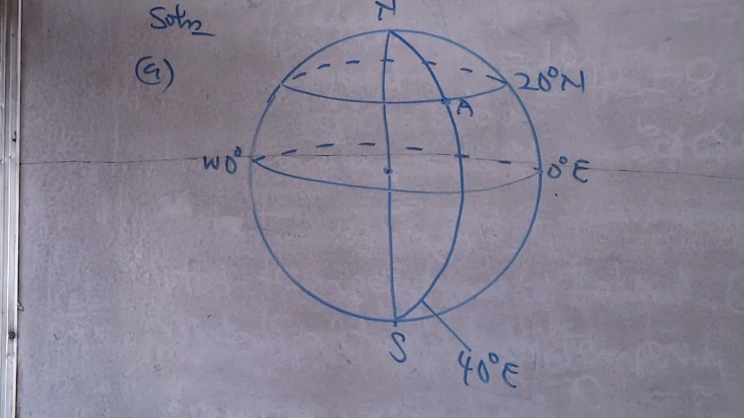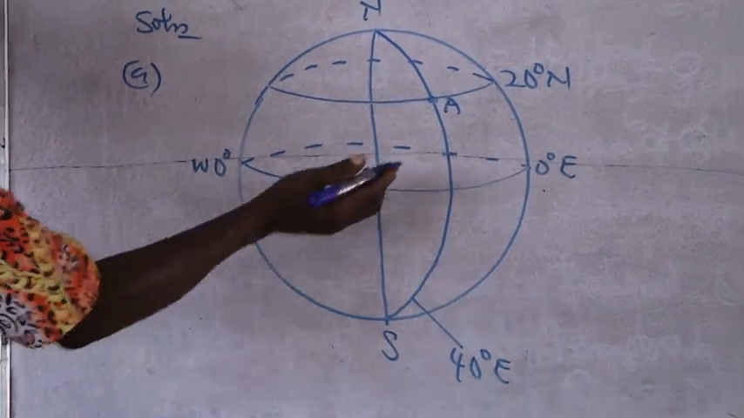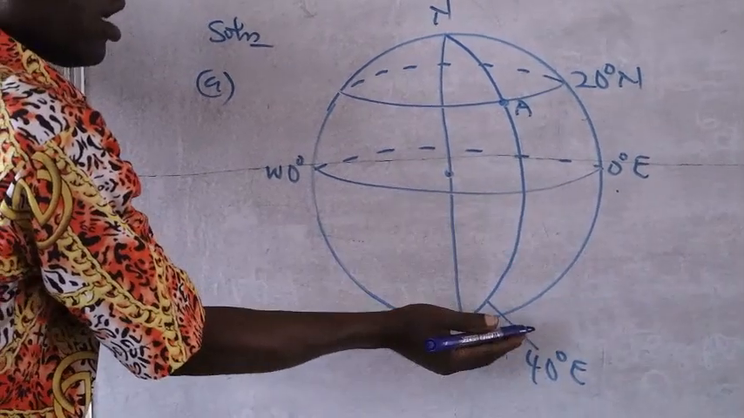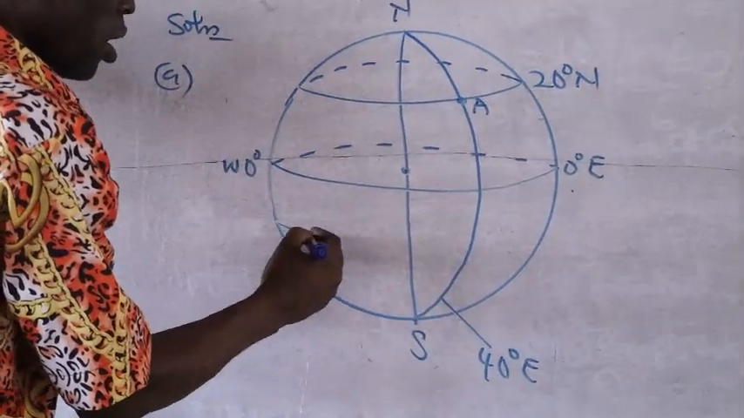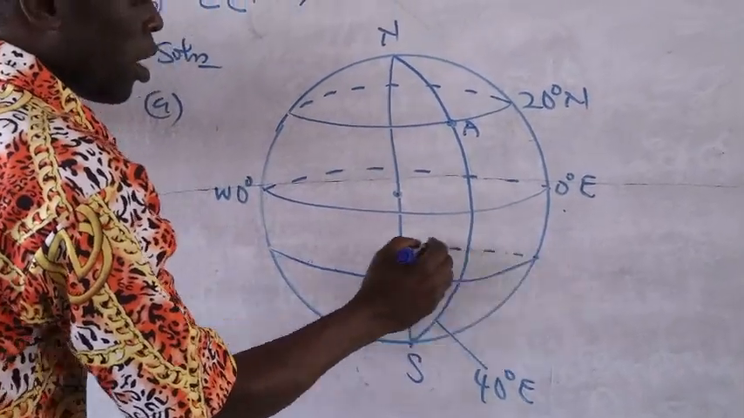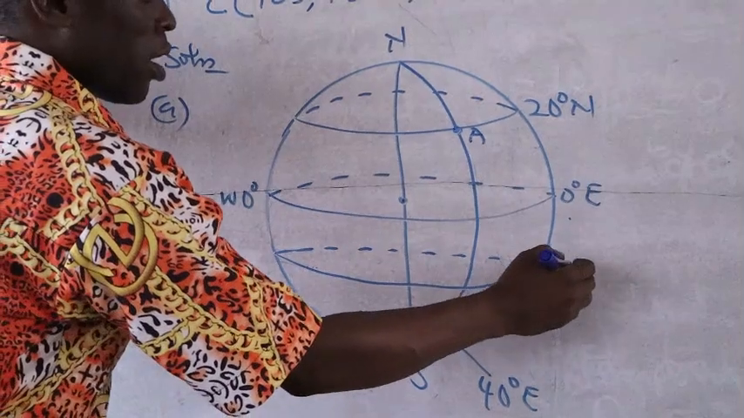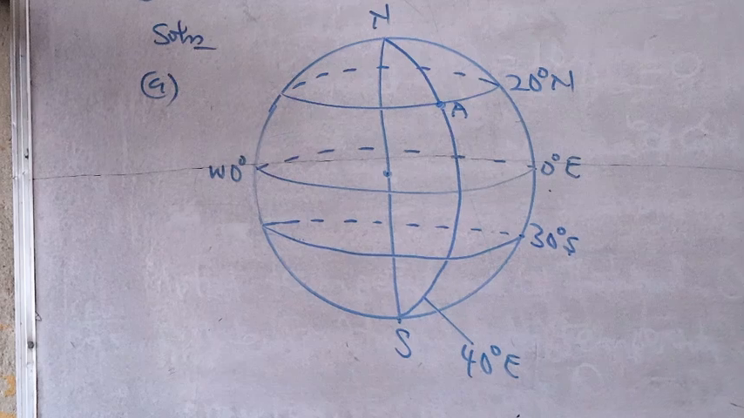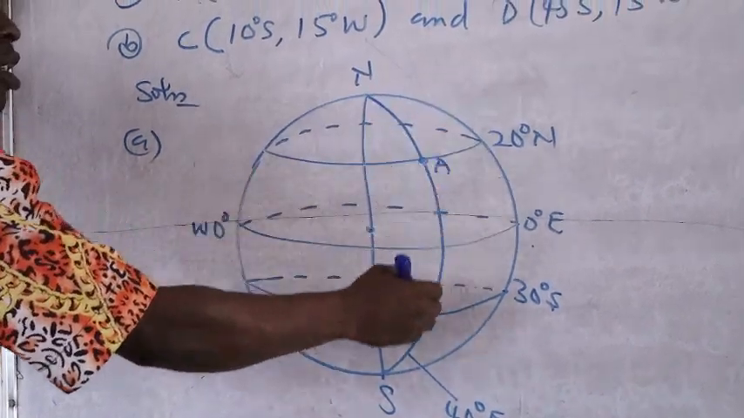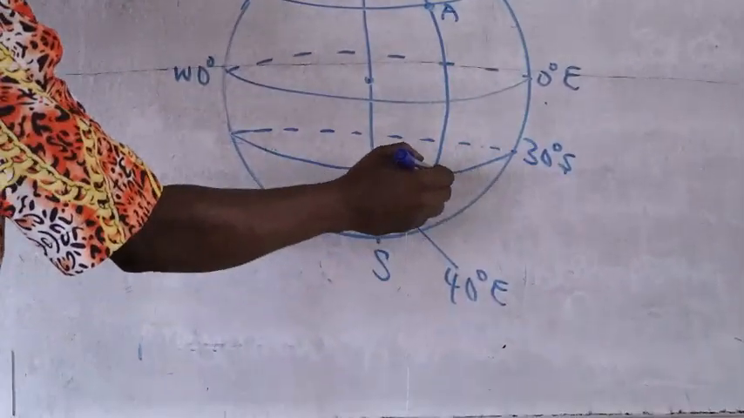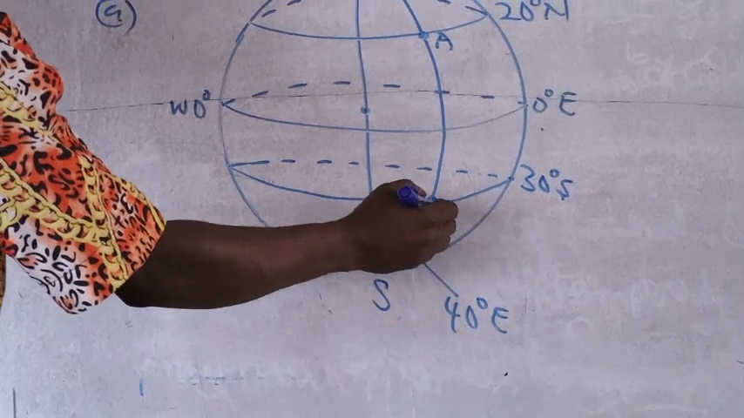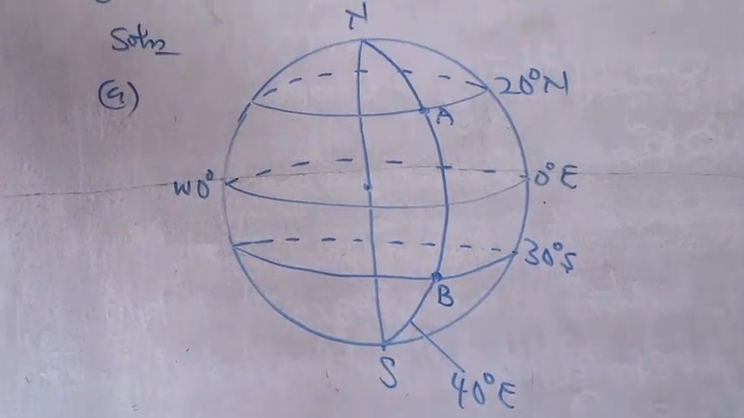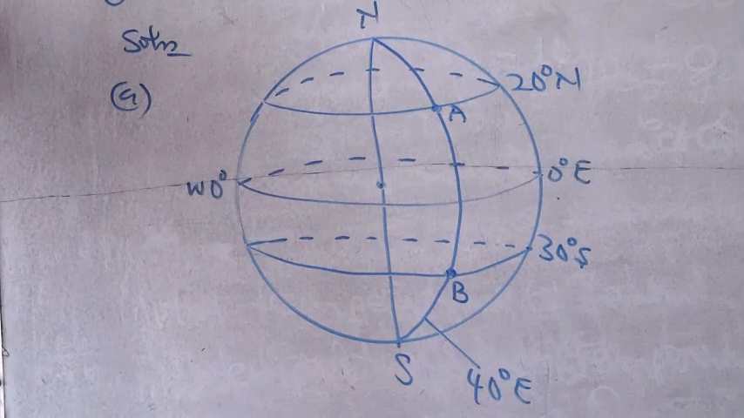Then the second point is 30 degrees south. South is here, below this equator. You label it 30 degrees south. The same 40 degrees, you don't need to draw another one. So where's the point of intersection? This is it, and this point is B. Please locate all these points A and B in the diagram.